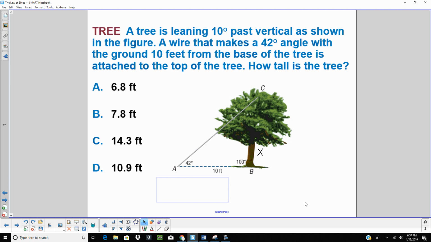So go ahead, hit pause. Let's see how you do. When you're ready to check your answer, hit pause again. You should get 10.9. One of the tricks here is actually getting this angle measurement with the tree, and it's going to be 42 plus 100, which is 142. Subtract that from 180, and that's where the 38 comes from.